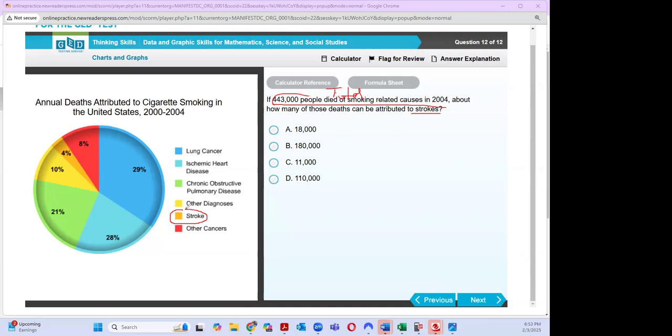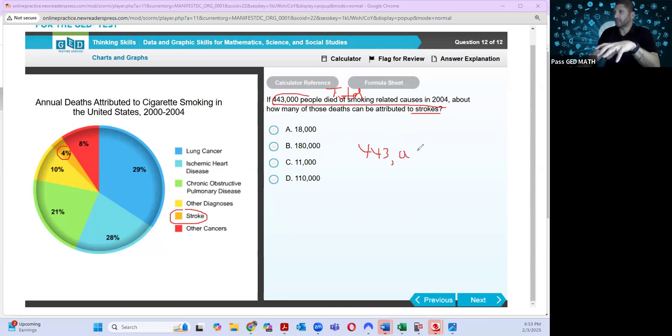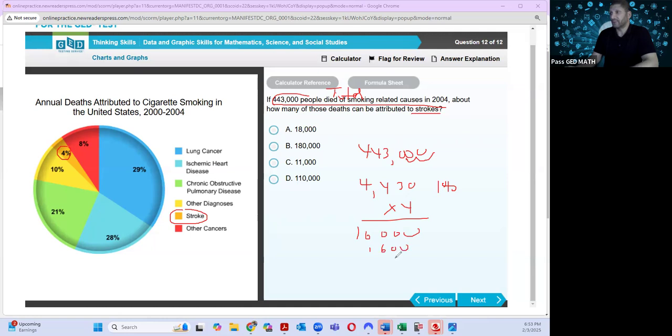Strokes is the dark yellow, and that's about 4%. So I'm taking 443,000, and what I would do a little differently is say 10%, 1%. So 1% is 4,430. Since I need 4%, I've got to multiply this by 4. That's about 17,000, about 17,720, about 18,000. Now that's me doing mental math.